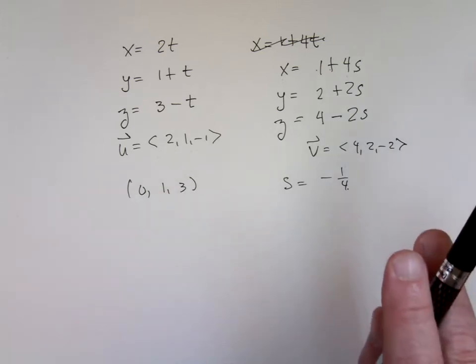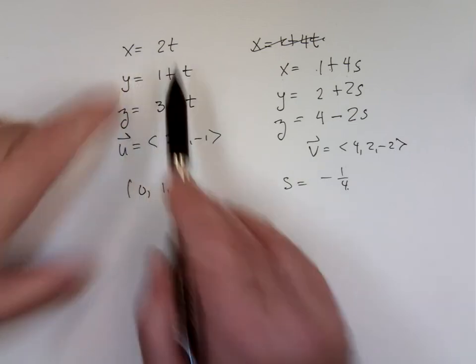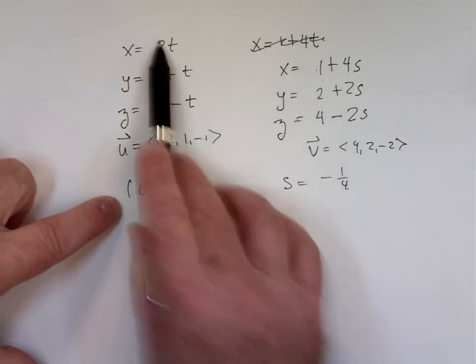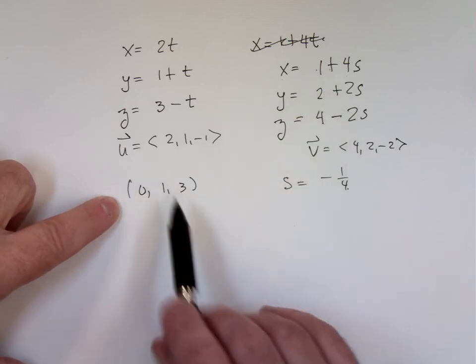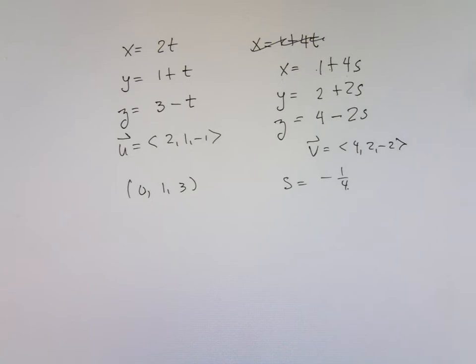Because if they were the same line, this point at 0 would also be the 1, 3. They would have those in common. So we know automatically they're parallel and not the same. You with me on that?